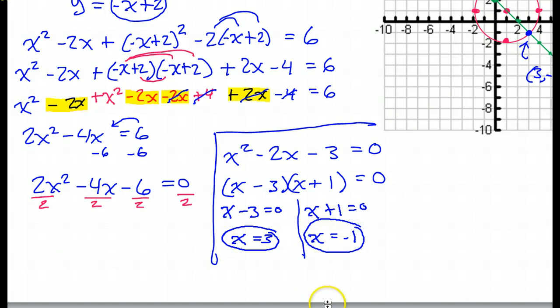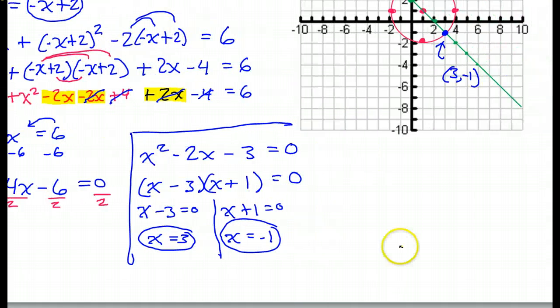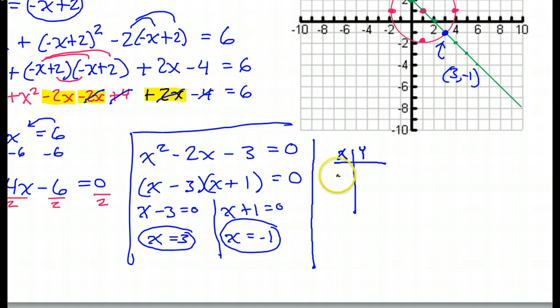Now I don't stop here. Solutions should be ordered pairs. They're points, not just x values, when we're doing a system. So think of it this way: think of a small t-chart where we need x values and y values. So far we have these x values, negative 1 and 3, but we need the y values that go with them.